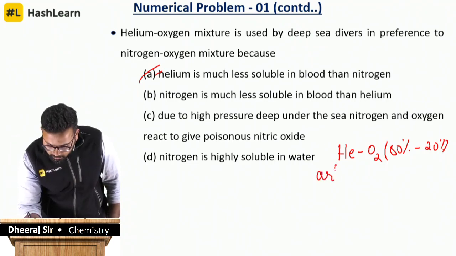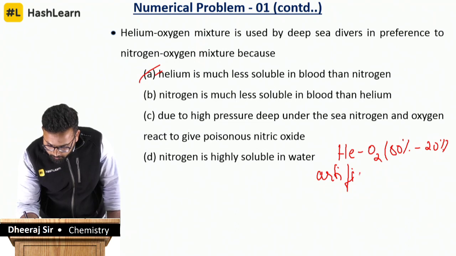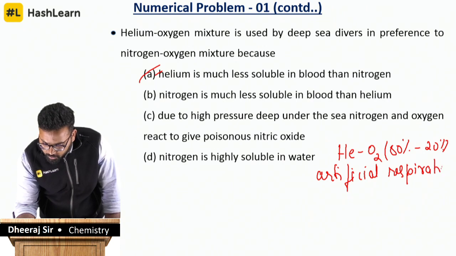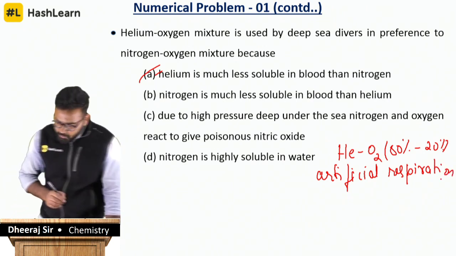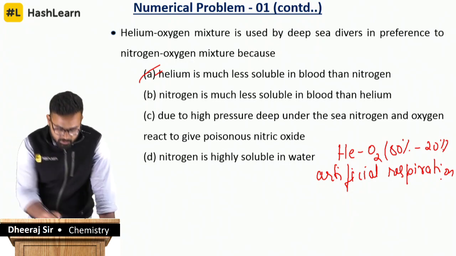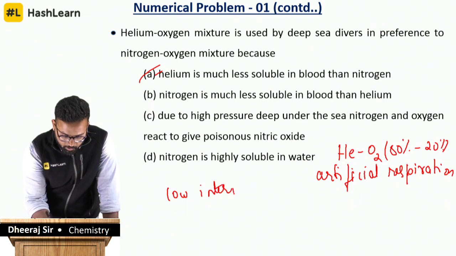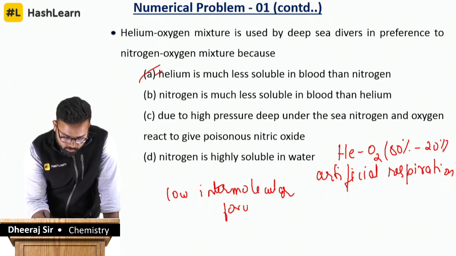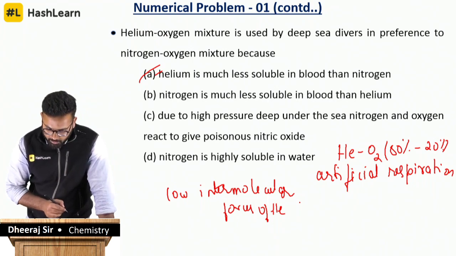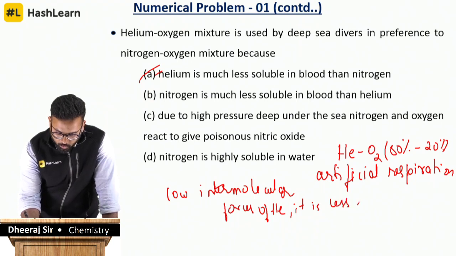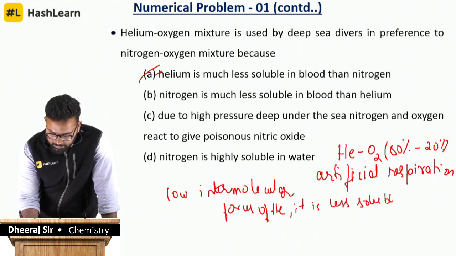The next keyword that you have to remember is artificial respiration. Why is it used for artificial respiration? It is used because of low intermolecular forces. The next keyword is low intermolecular forces. Low intermolecular forces of what? Of helium. Due to low intermolecular forces of helium, it is less soluble. So what happens if it is less soluble?